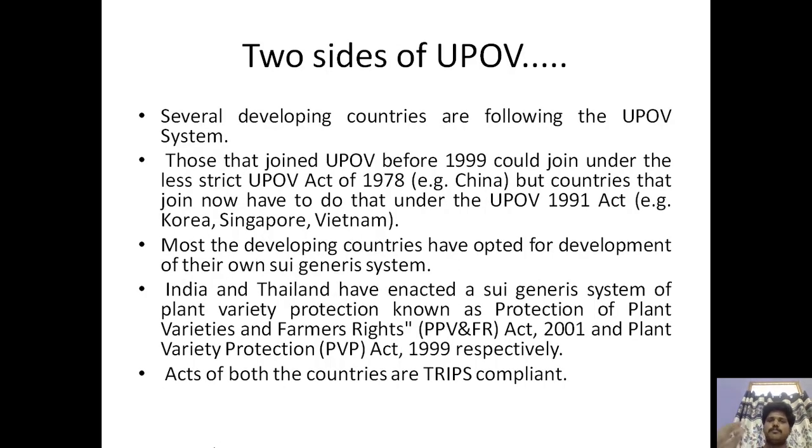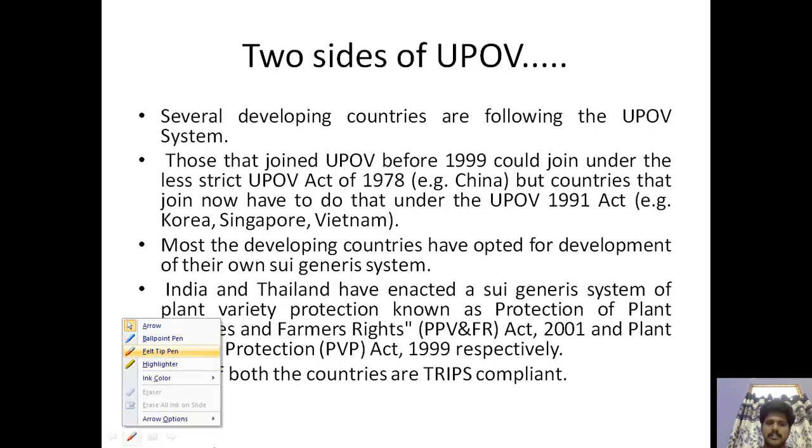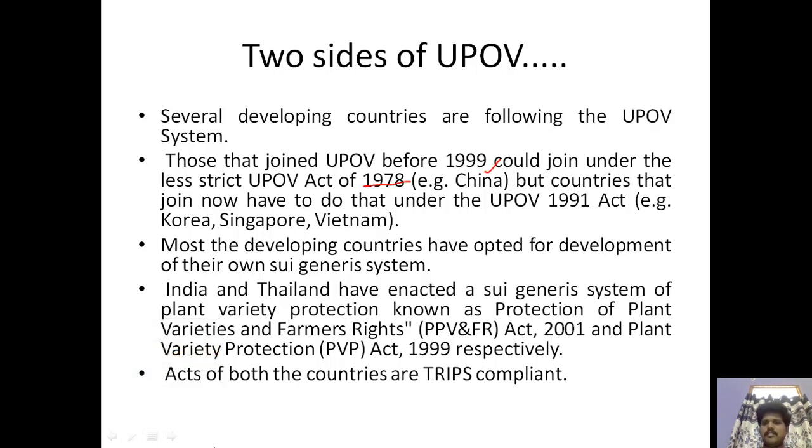Then, two sides of UPOV. Several developing countries are following the UPOV system. Those that joined before 1999 could join under the less strict UPOV Act, that is the 1978 Act. The best example is China here, but the countries that join now have to do so under the UPOV 91 Act. So examples are Korea, Singapore, and Vietnam.